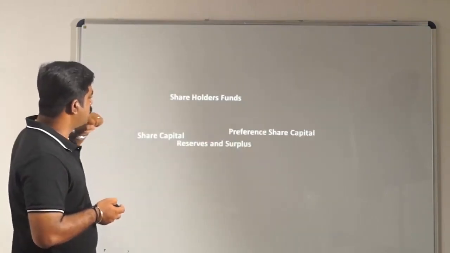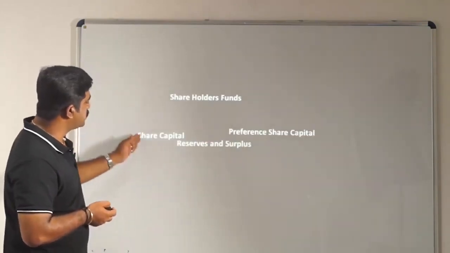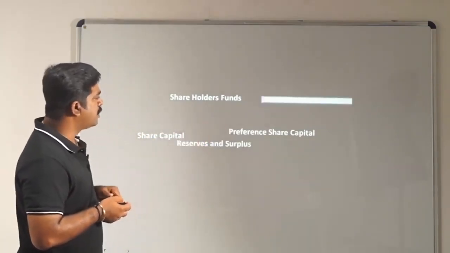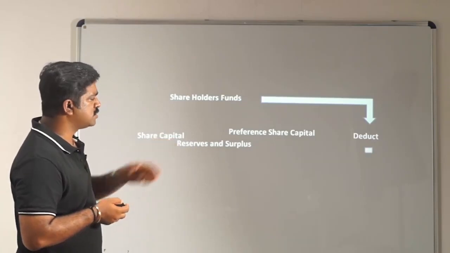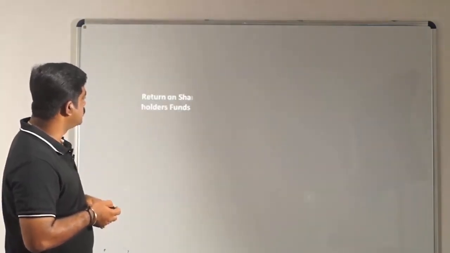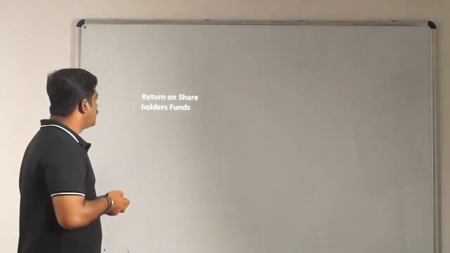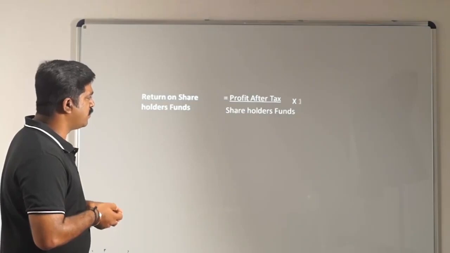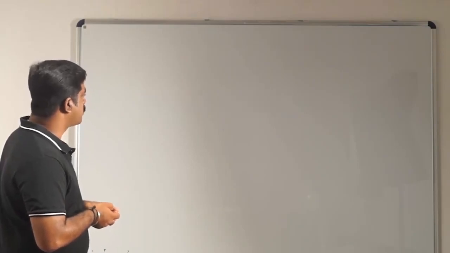What is shareholders funds? When we say shareholders funds, they are basically share capital, reserves and surplus, and preference share capital. But if there are any accumulated losses, that has to be deducted. That makes up the shareholders funds. So what is the formula? Return on shareholders funds is nothing but profit after tax divided by shareholder funds into 100, right?